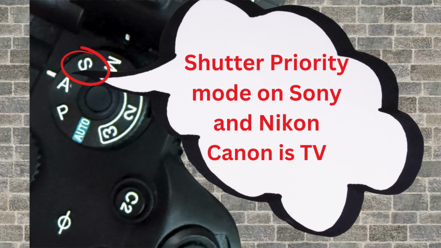Now, let's explore shutter priority. This is where you set the shutter speed and the camera does the rest. So you ask, what's shutter speed? Shutter speed is one of the other key elements of exposure alongside aperture. Shutter speed controls the amount of light that enters the camera and the motion captured in your images.